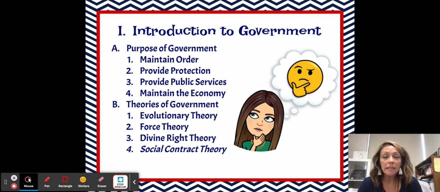We're going to talk a little bit more about the four purposes of government. We've already discussed this in class, but just make sure you've got those down. The four purposes are to maintain order. So, what's an example of maintaining order? Providing laws, providing law enforcement, explaining and making sure that people know that if they break a law, then there's going to be some sort of punishment for it.